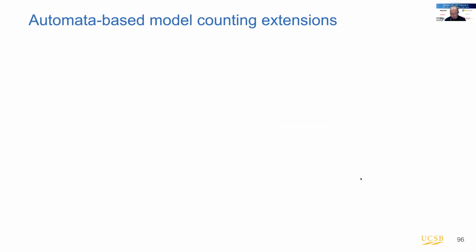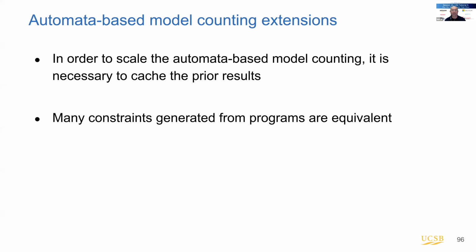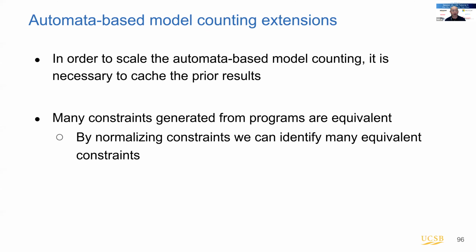So automata-based model counting, we implemented this. It does work, but it will have scalability issues. There's exponential blow up in the automata representation. So we had to do some extensions to make it scalable. We noticed that many constraints generated from programs are equivalent. So we normalize constraints and use caching for them. And this actually saves a lot of time.